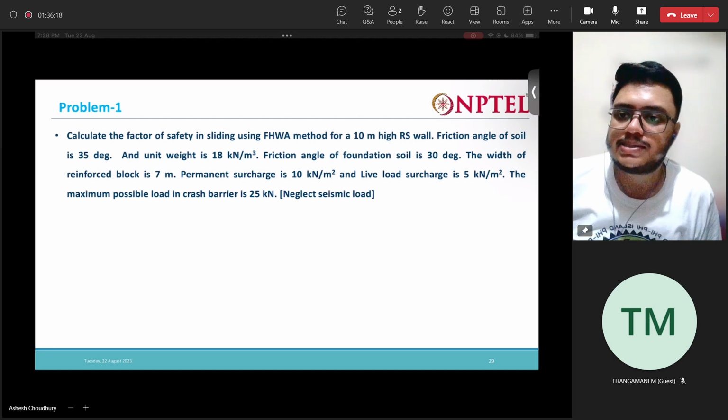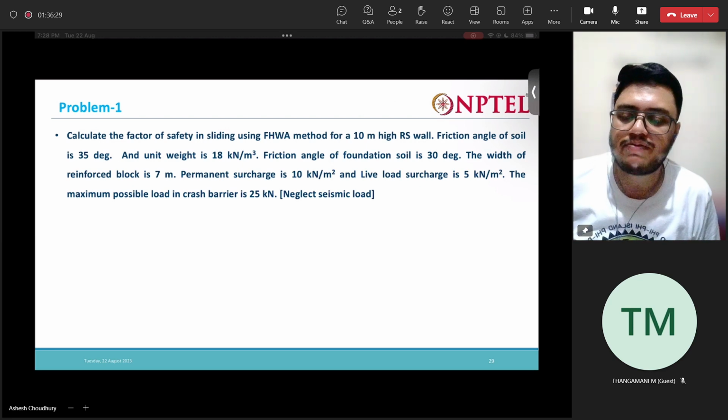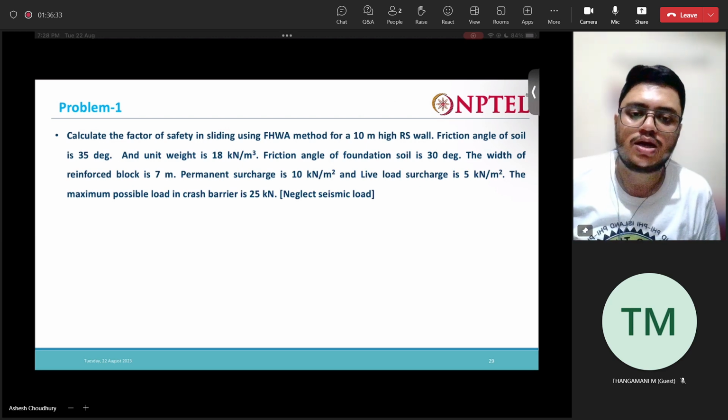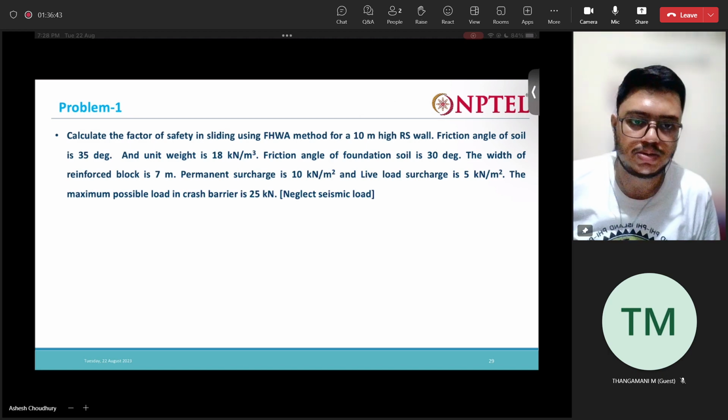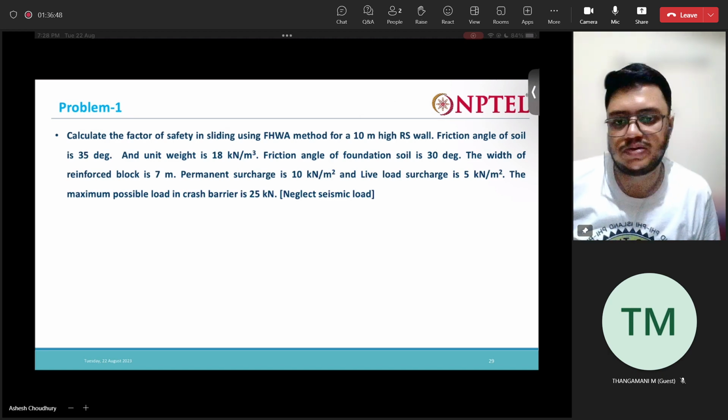The first problem is: calculate the factor of safety in sliding using the FHWA method for a 10-meter high reinforced soil wall. Friction angle of soil is 35 degrees and unit weight is 18 kilonewton per meter cubed. Friction angle of foundation soil is 30 degrees. The width of the reinforced block is 7 meter. Permanent surcharge is 10 kilonewton per meter square and live load surcharge is 5 kilonewton per meter square. The maximum possible load on the crash barrier is 25 kilonewton.